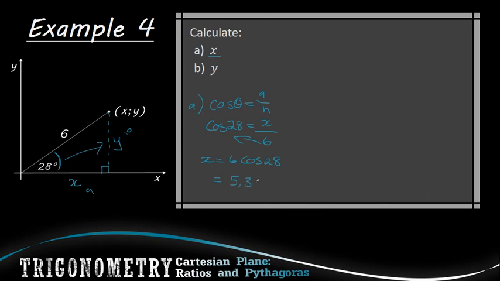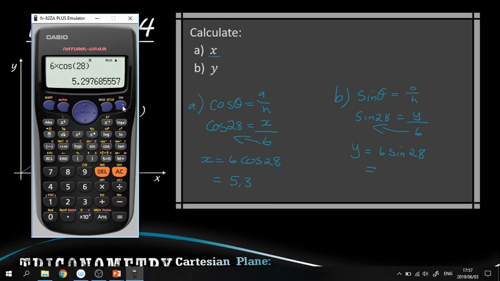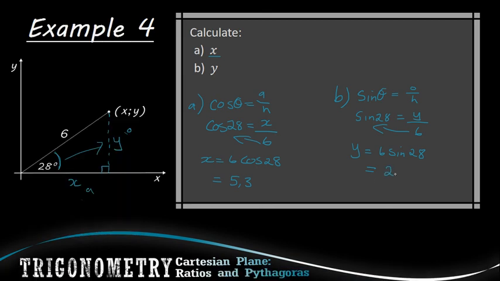And then for y, y is opposite and hypotenuse, that's sine. So sine theta is opposite over hypotenuse. Now to substitute in our values, we've got our angle, sine of 28 equals opposite, which is the y value that we're looking for, and hypotenuse is 6. So taking the 6 up, I have y is equal to 6 sine of 28, and then we put that onto the calculator. So this gives us 6 sine of 28, and that's equal to 2.82.